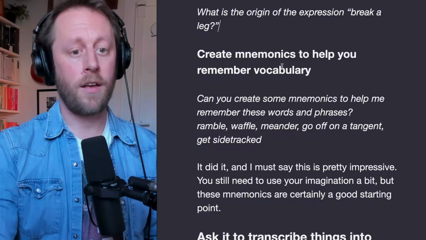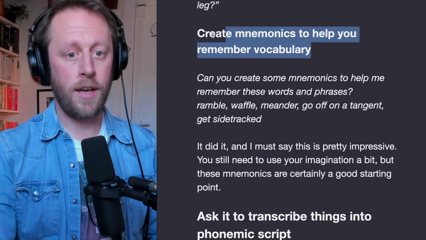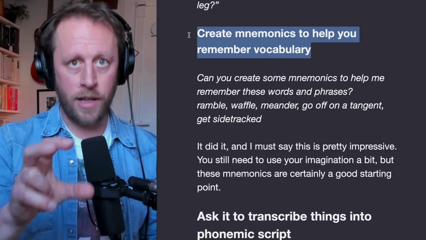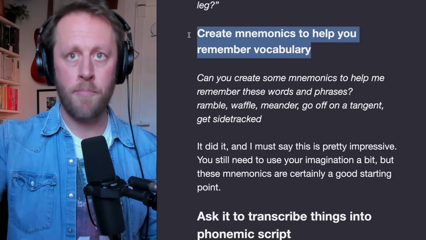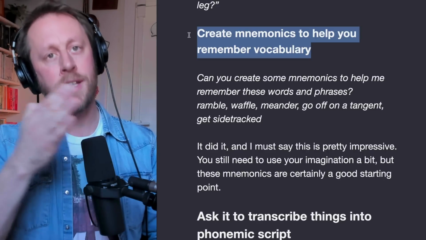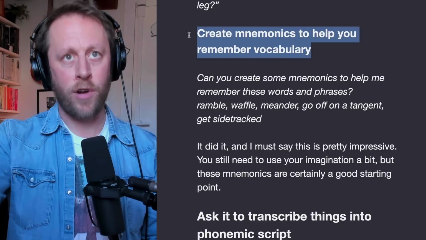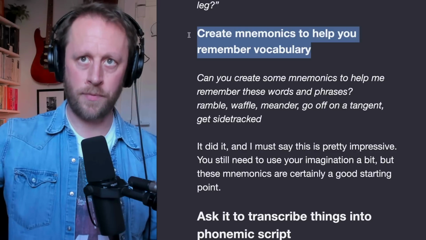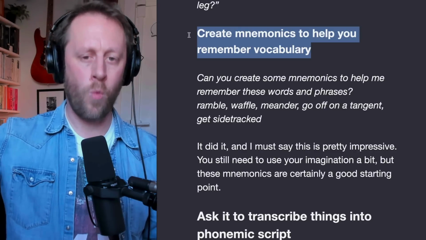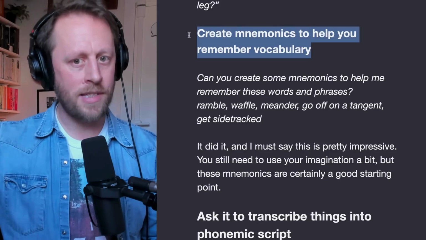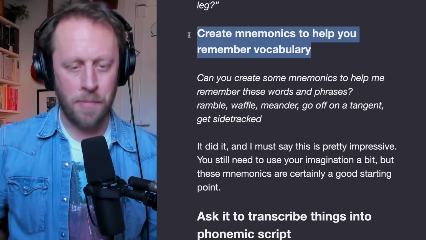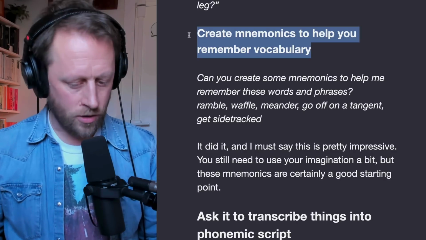Fair enough. Another useful thing you can ask it to do is to create mnemonics to help you remember vocabulary. Mnemonics are little devices that you can use to remember things. Like, for example, a mnemonic for how to spell the word necessary is never eat cereal, eat salmon sandwiches. Necessary. Okay, never eat cereal, eat salmon sandwiches. That's the mnemonic that I've always used for remembering how to spell the word necessary, which when I was a kid at school was a difficult word to spell.